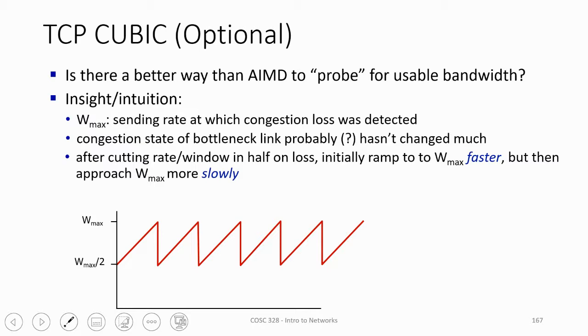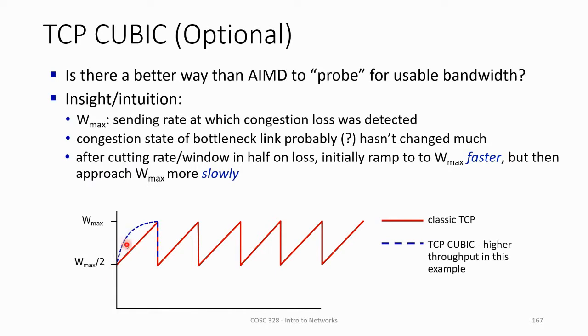The idea is that if the loss occurs at W max, instead of reaching it slowly at linear time, it reaches sooner when it is not at that rate. Then as it goes closer toward the rate where the congestion or loss happens, it slows down a little bit. So it's like a big highway. You're driving at, say, 100 kilometers per hour, and you see congestion a few kilometers in front of you, then you slow down. So you speed up and then you slow down. That's the meaning of TCP CUBIC.